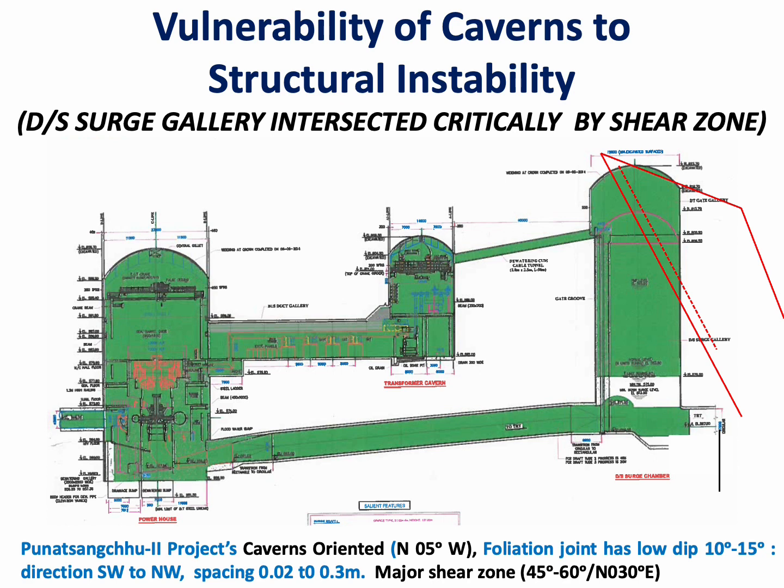Besides that, a major shear zone of inclination dip of 45 degree to 60 degree, which I have marked with the red lines, cuts through the height of the caverns with an orientation of north 30 degree east.